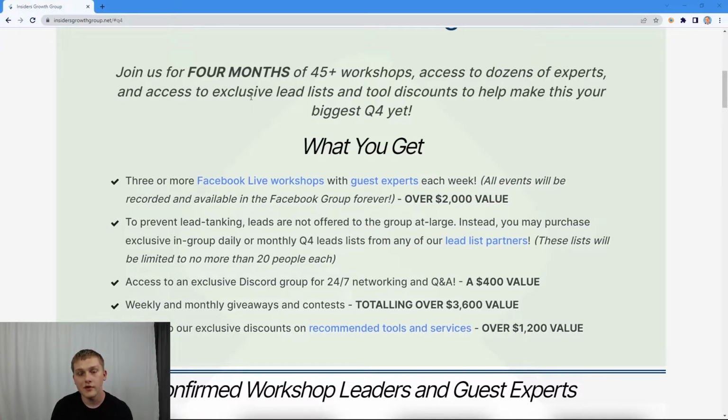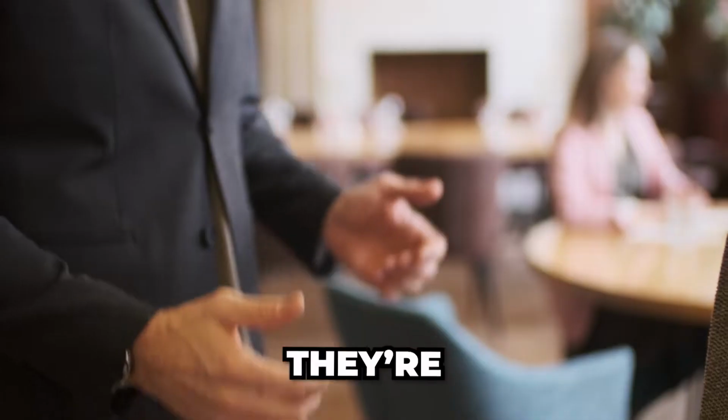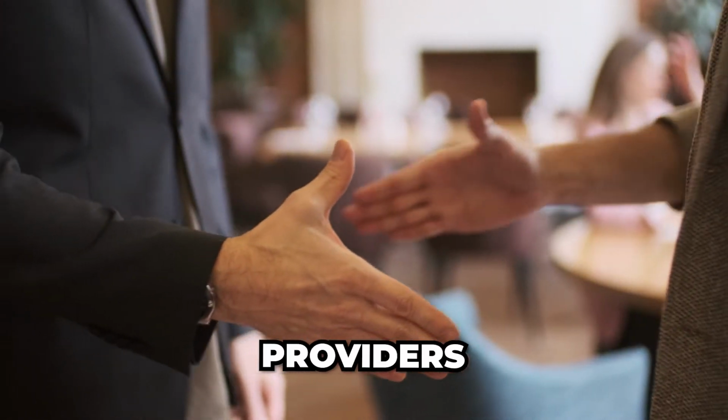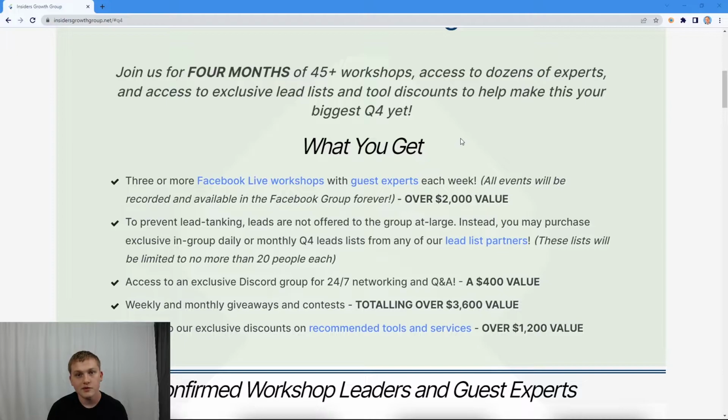It's going to work a little bit different. Like I was mentioning earlier, a lot of these Q4 groups will just provide bolos and leads to hundreds, if not 1,000-plus people, which they're going to tank. Here in the Insiders Q4 Extravaganza, they're partnering up with lead list providers, and we'll get to that in a minute, with more exclusivity involved, which will make those leads more valuable.